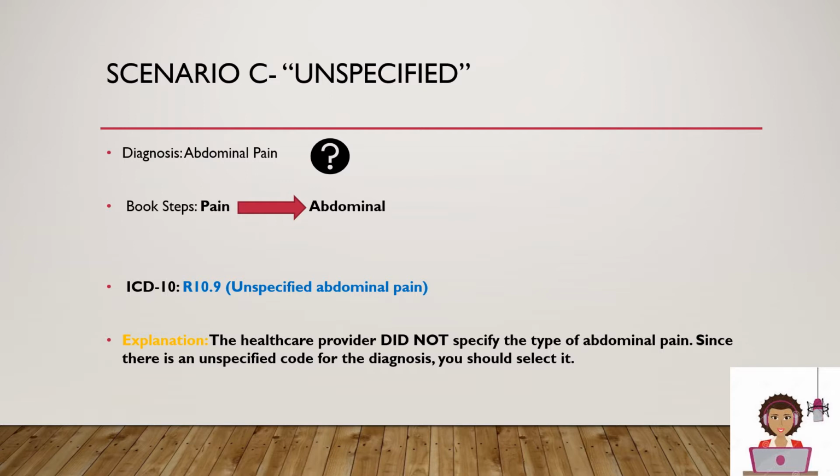As far as querying the provider for this particular one, again, it depends on the coder and your requirements with your employer. In this case, again, if the doctor's documentation does not specify the quadrant, I would assign the R10.9, which is the unspecified abdominal pain. Again, my explanation is here, the provider did not specify the type of abdominal pain. Since there is a diagnosis code for that, I would assign it.